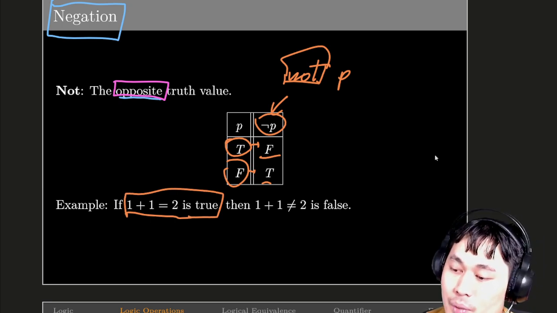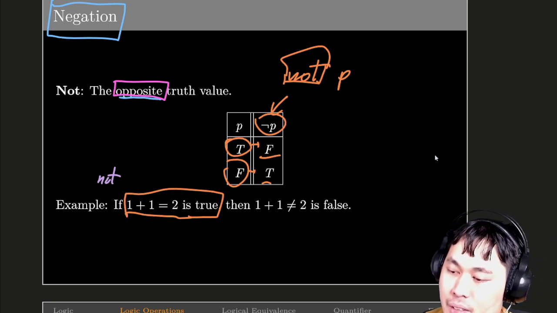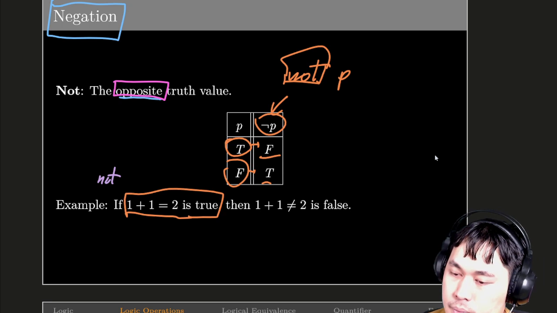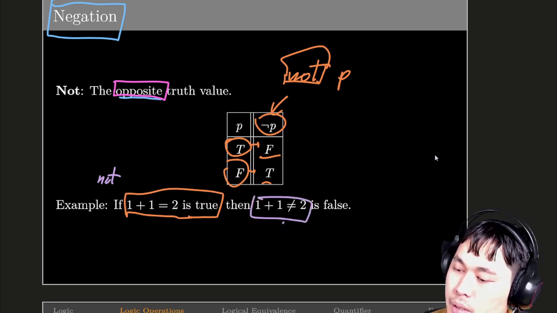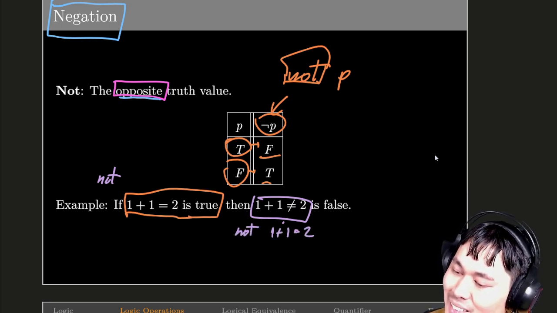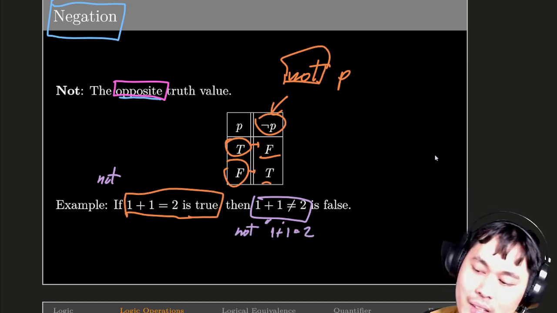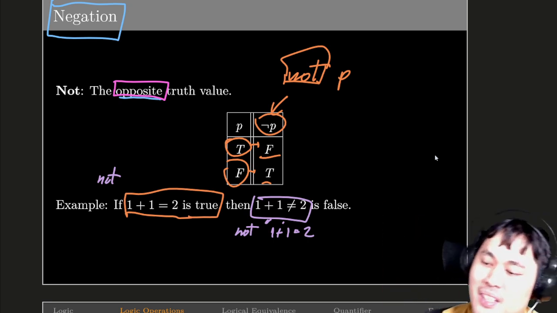Then if you put the word not in front of that statement, in this case, not equals, this means not equals. Not equals is the same thing as using this symbol here.